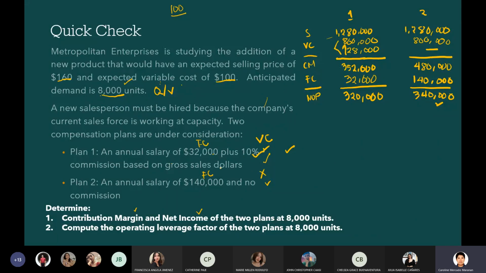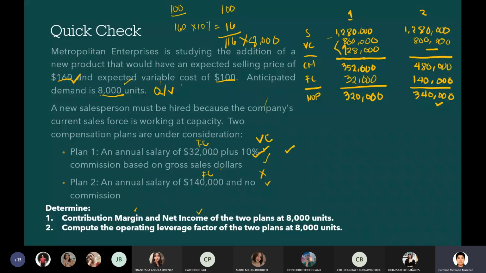Ngayon sabi niya 10% commission based on gross sales. So pwede mo yang gawin na 160. Ma'am, ano po si 160? That is your selling price. Okay? Times 10%, that is 16 pesos or $16. How much is your variable cost? 100. So total variable cost considering the commission is 116 times 8,000. Sige nga, anong sagot dito? 116 times 8,000.